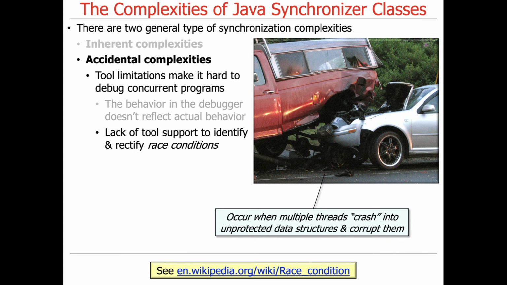There's often a lack of tools off the shelf that can identify and rectify race conditions, which we talked about before, when things crash into each other and corrupt the state. And the lack of tool support means that you have to rely on your own skills as a programmer and debugger to track things down. That's one reason, by the way, we have all these unit tests for our programs. And you will come to both love and hate the unit tests.